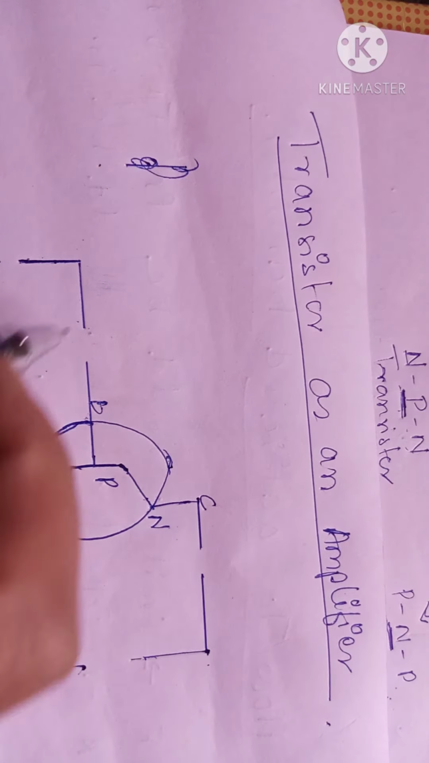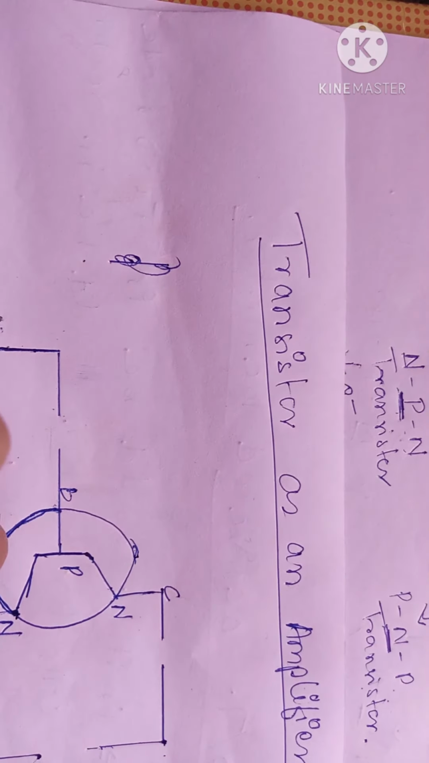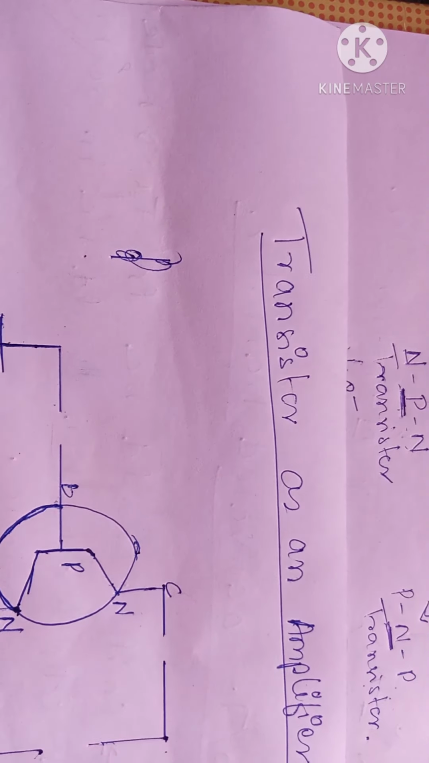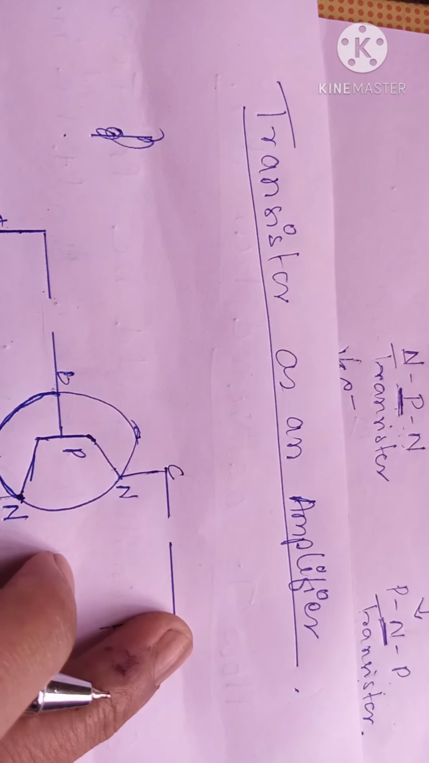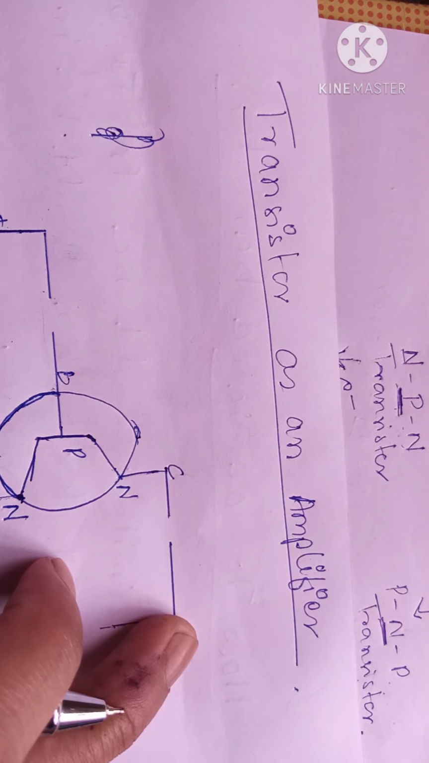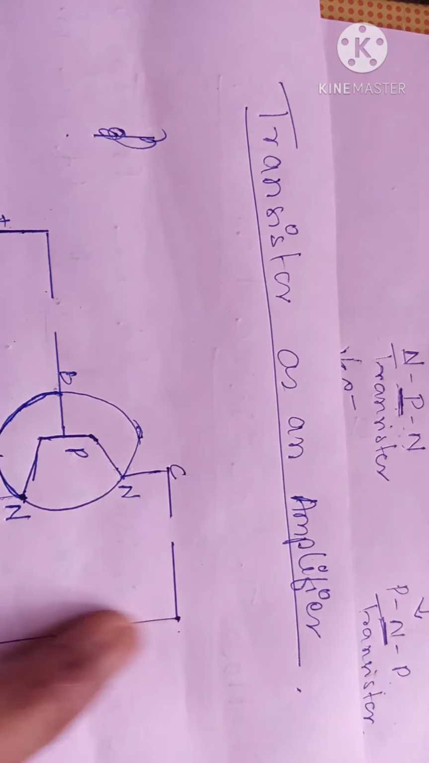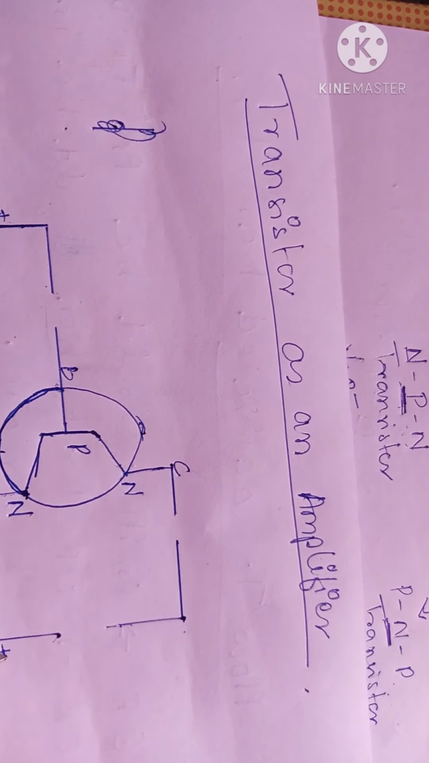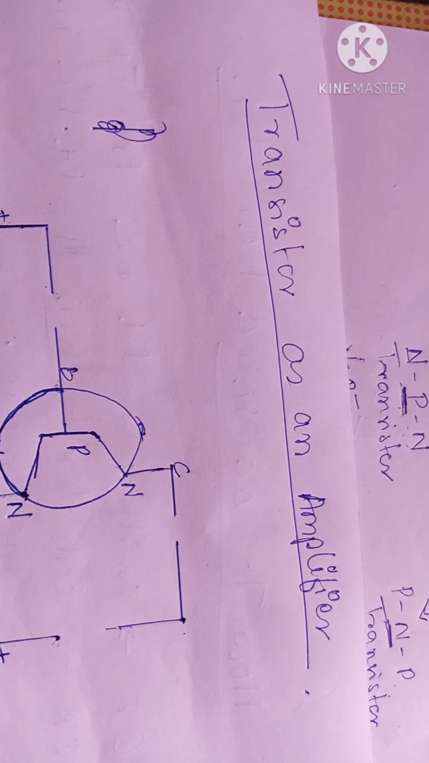For forward bias, positive is connected with positive and negative with negative. And for the collector, it should be in reverse bias, so negative is connected with positive and the opposite is negative.